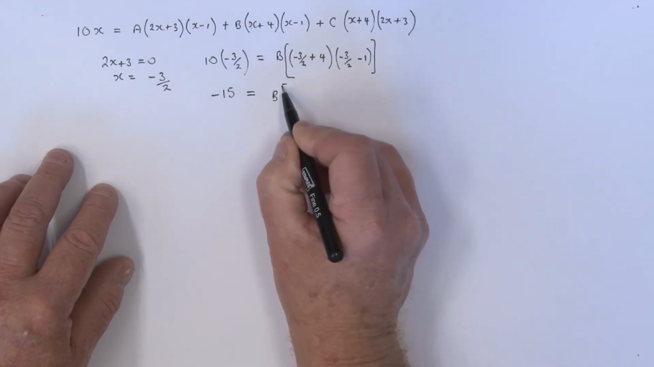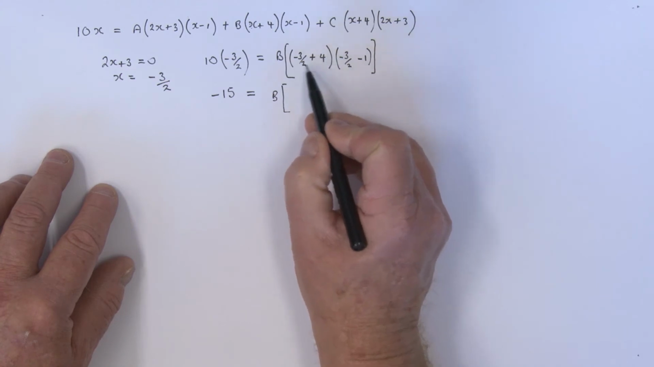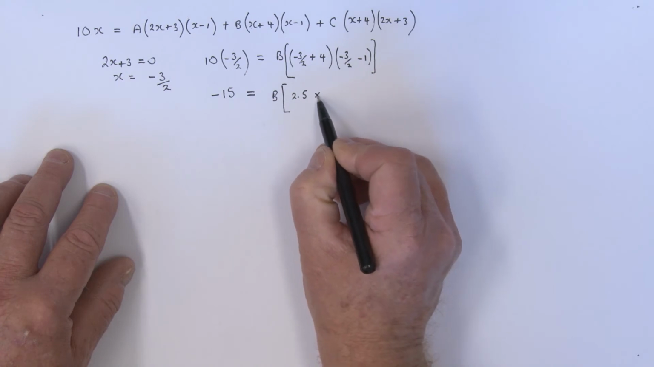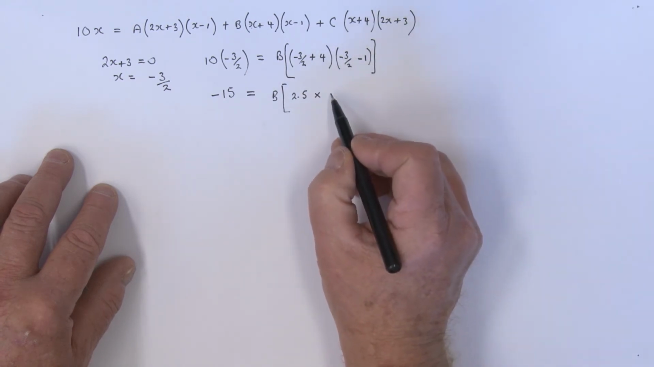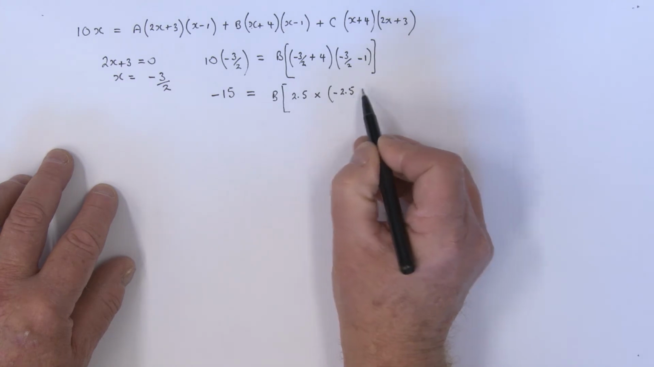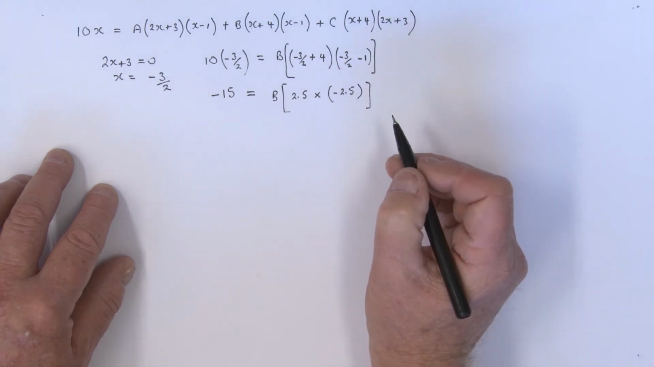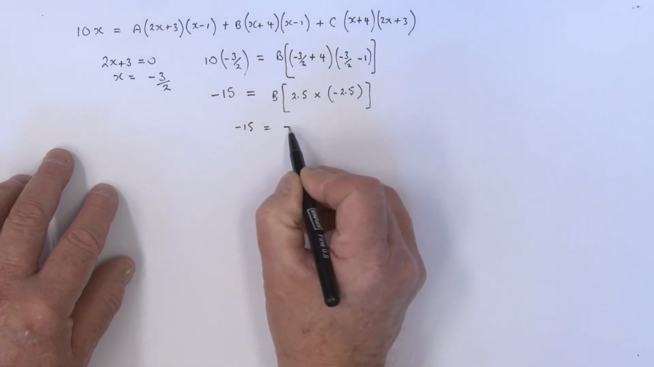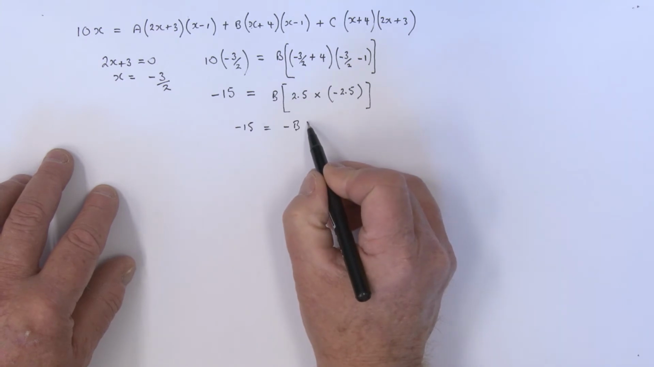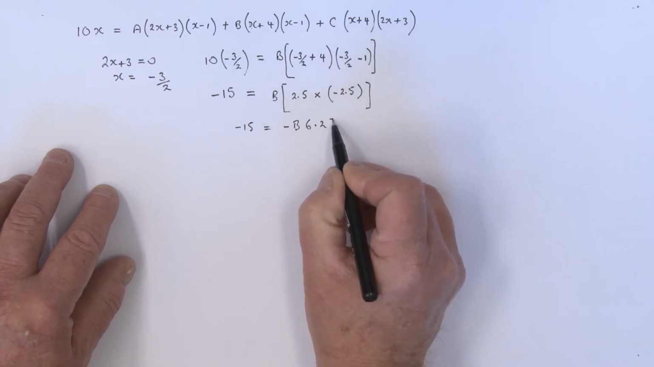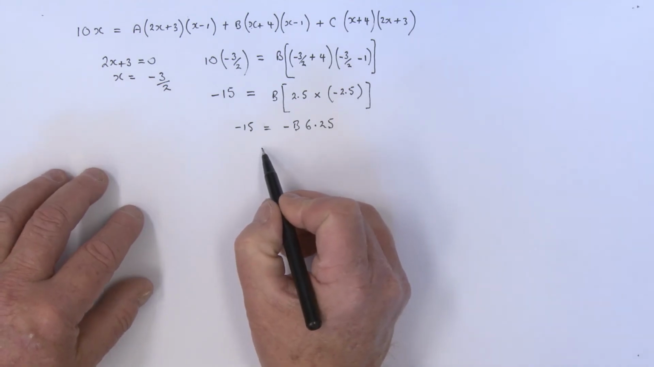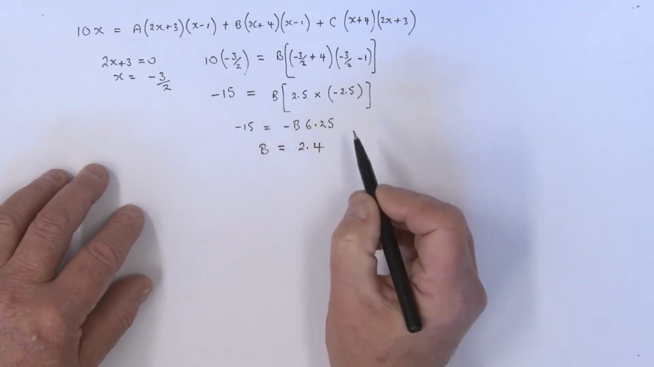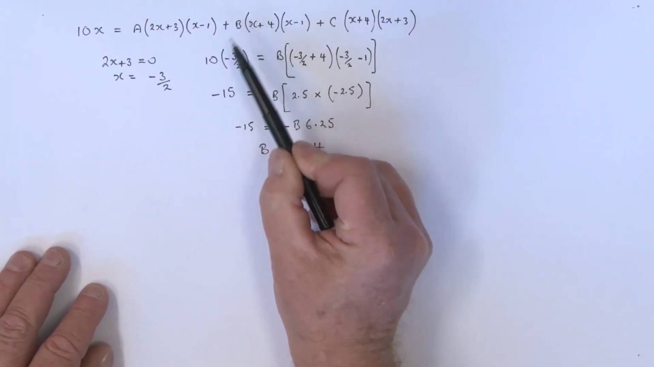So b, open up my big bracket. Evaluating this term here, what do I have? Well, I have a 2.5, and then that's multiplied by evaluating this, I have really a minus 2.5, closing the brackets. So therefore I can say minus 15 is equal to b times 6.25, and so therefore my b would be equal to 2.4. All right, so that's evaluated this constant over here.